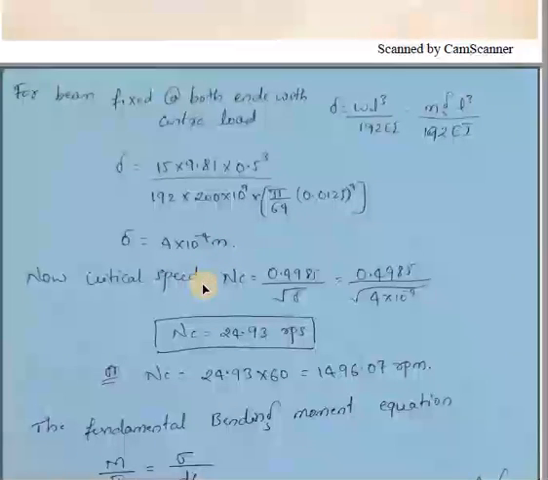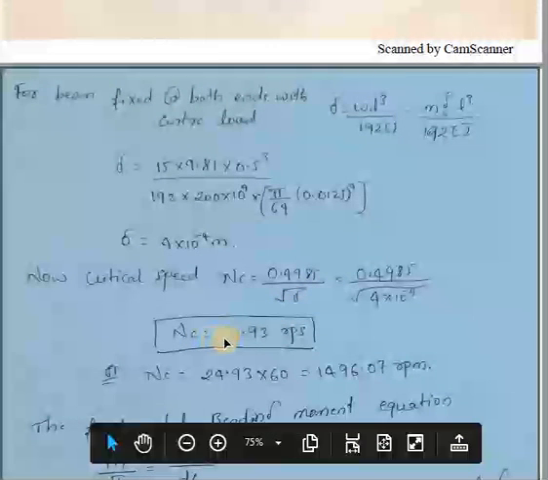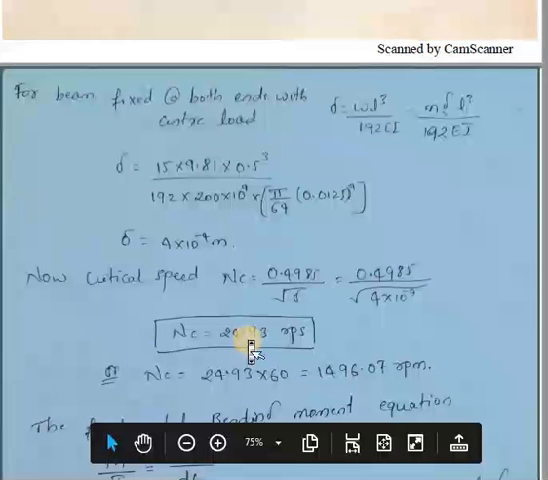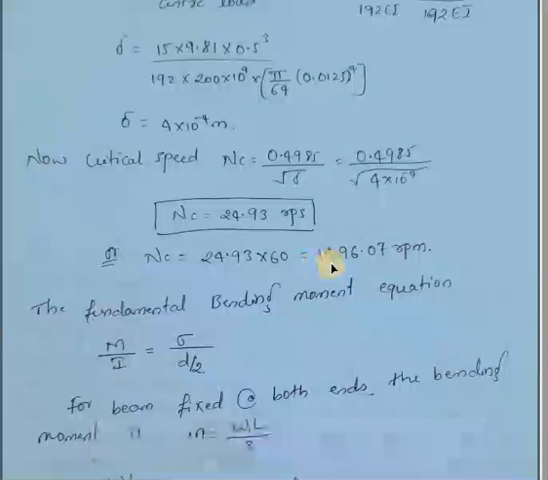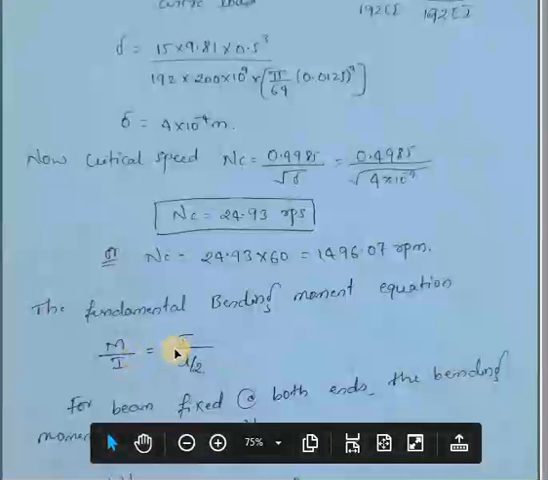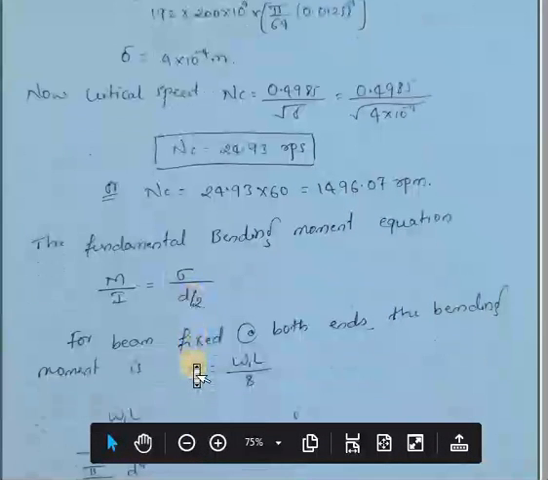Now the critical speed NC is given by NC equals 0.4985 divided by root of delta. Substitute that, you will get NC as 24.93 RPS. If you convert that into RPM, just multiply by 60, and you will get 1496.07 RPM. So from the fundamental equation of bending moment, we have M by I equals sigma by Y, where Y is D by 2.